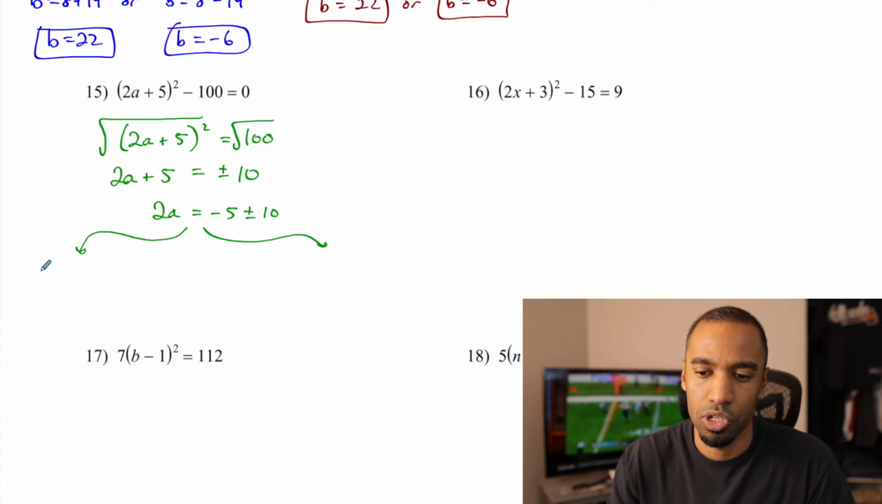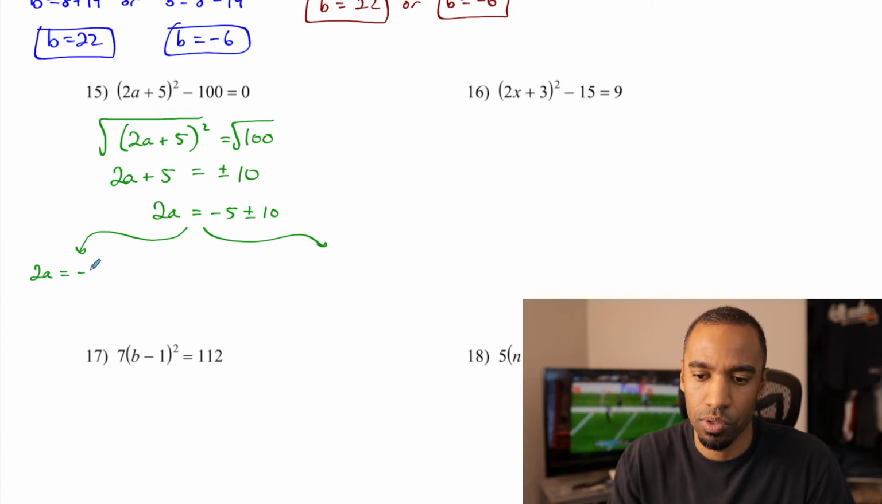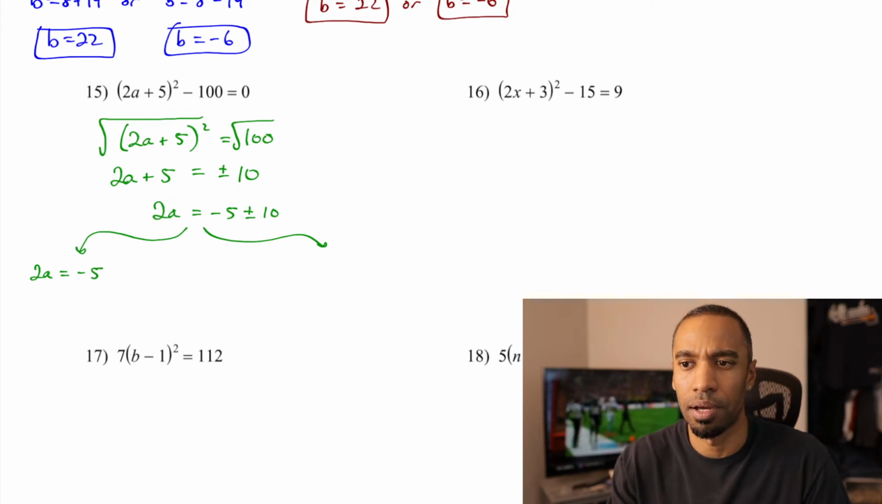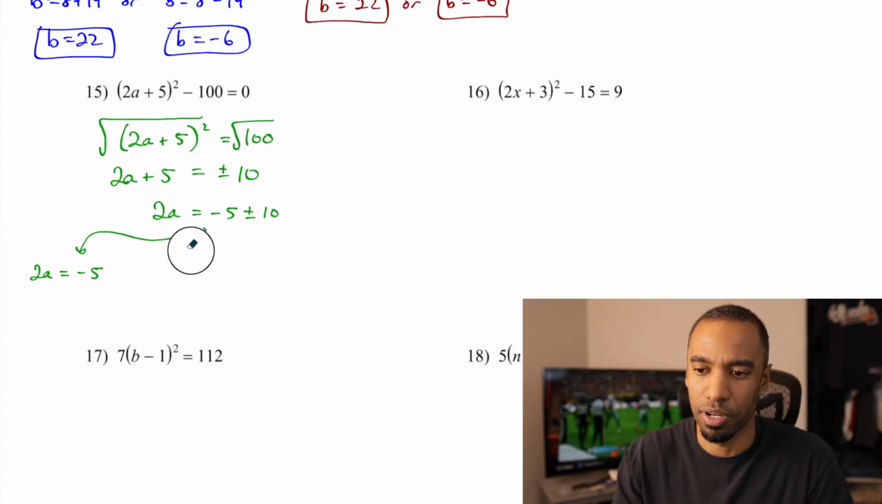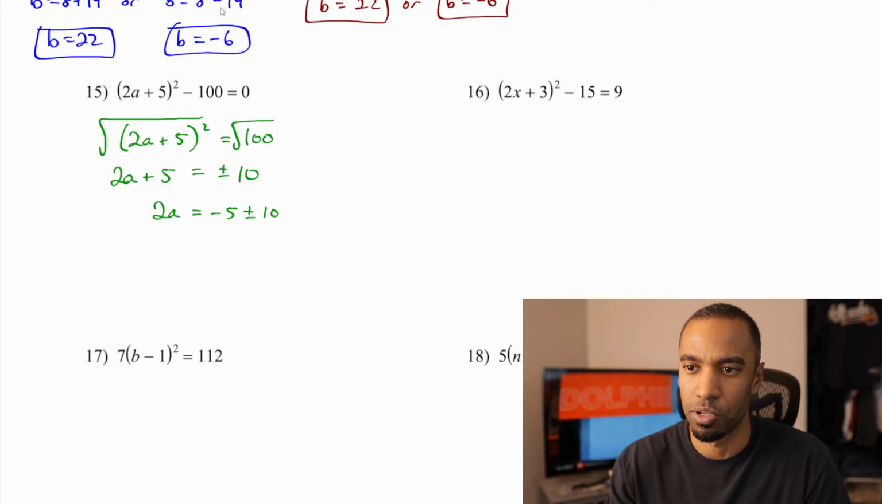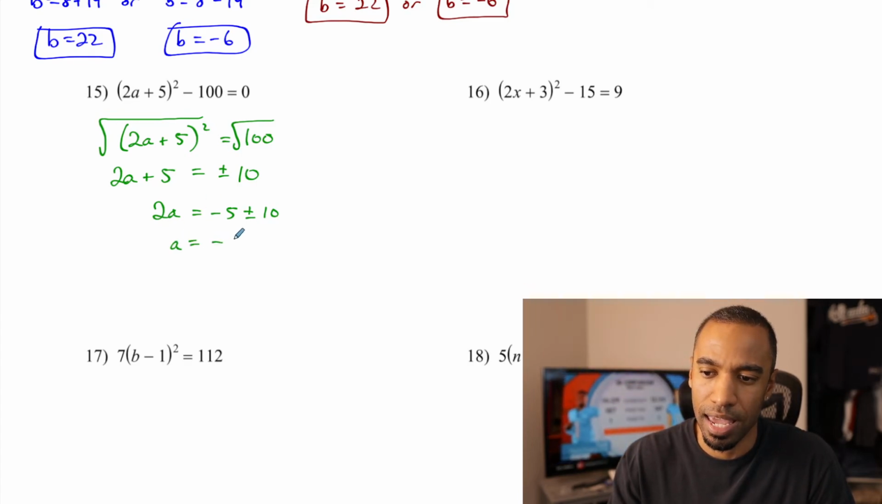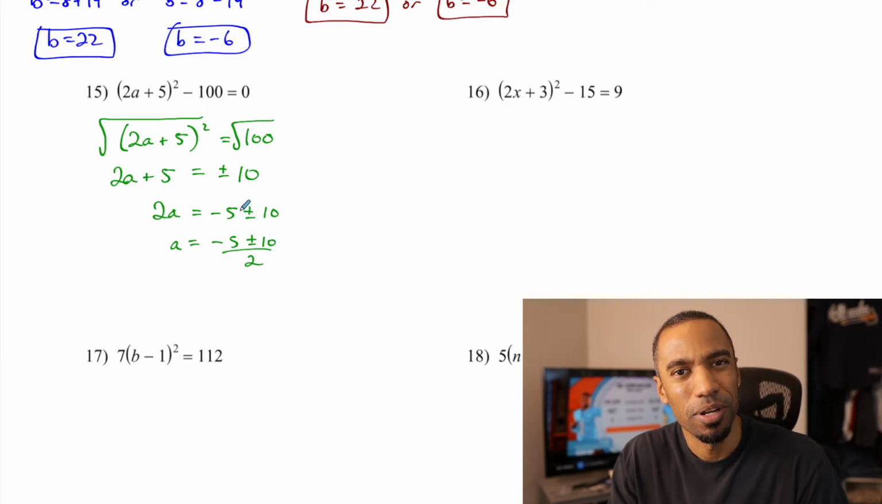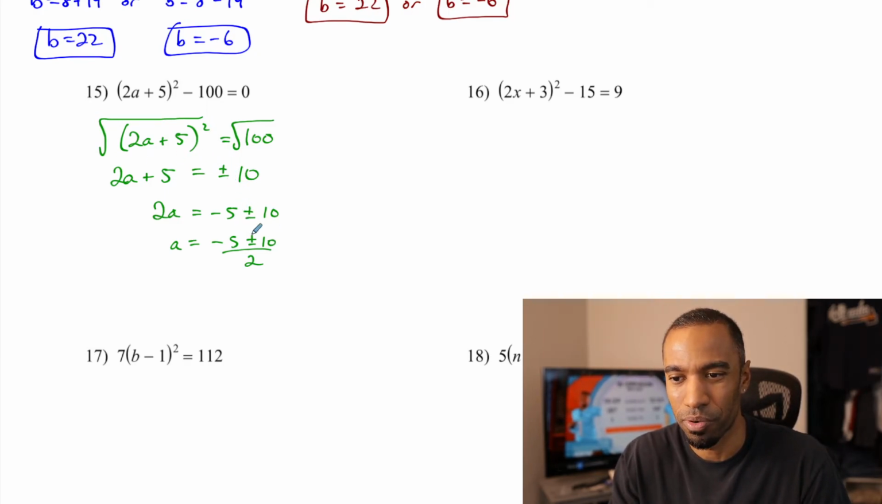So I split it up into either 2a equals negative 5 plus... let's see, I'm trying to think if that's how I would generally do it. You know what, let's do this first. Let's not split it first. I am going to divide both sides by 2. If I divide both sides by 2, I get a equals negative 5 plus or minus 10 all over 2. Again, I can't think about which way I generally do this.